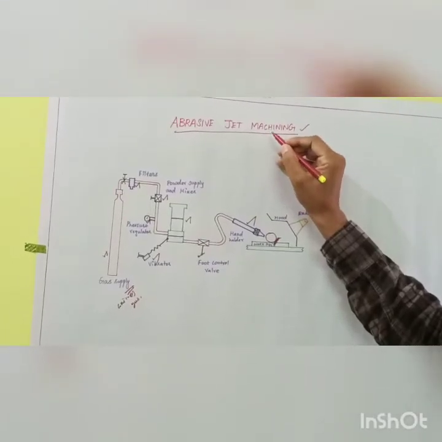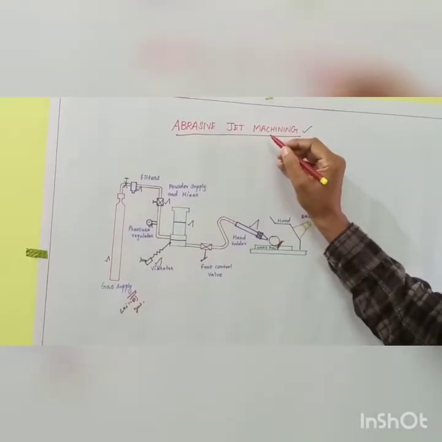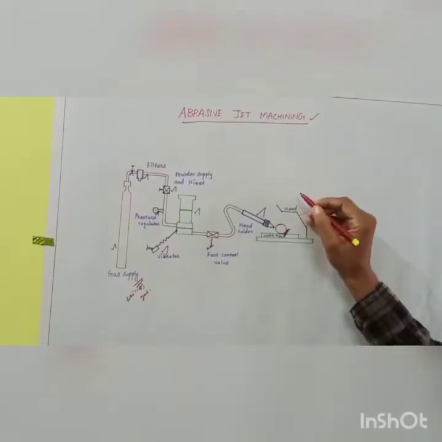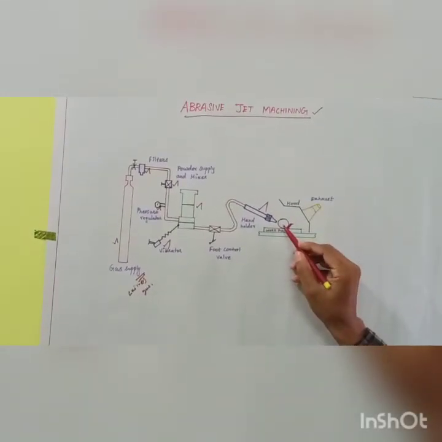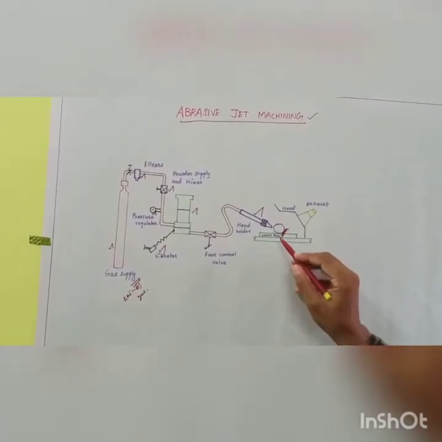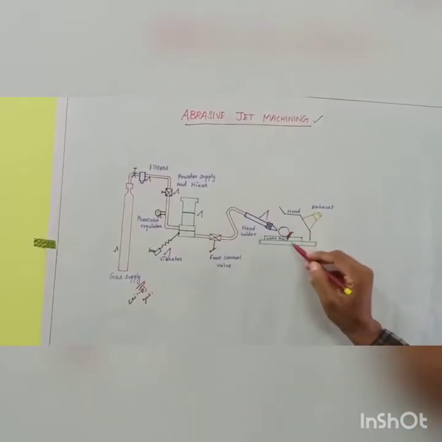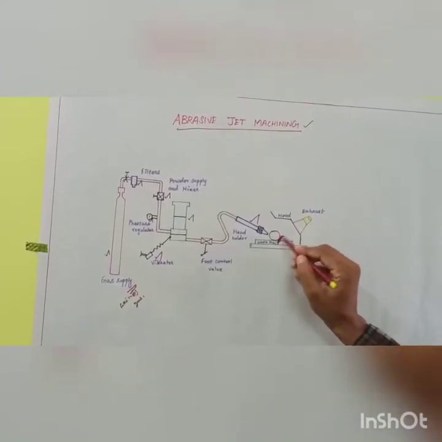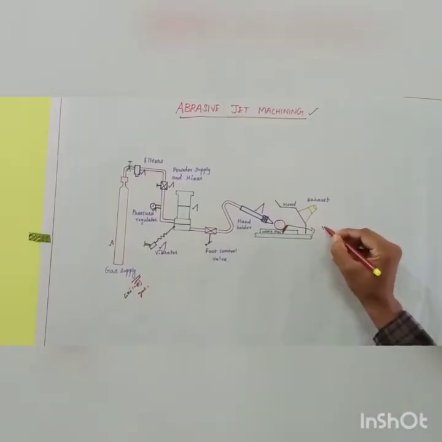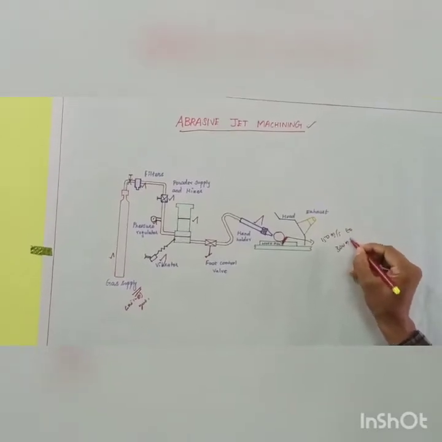Let me start with the working principle. Abrasive jet machining works on the principle of abrasive erosion. If high velocity abrasive particles strike the workpiece, they tend to remove some amount of material from the workpiece. The velocity ranges between 150 meters per second and 300 meters per second.